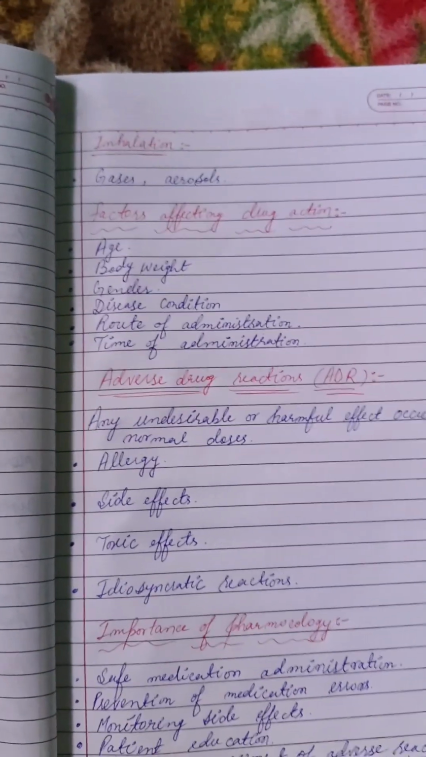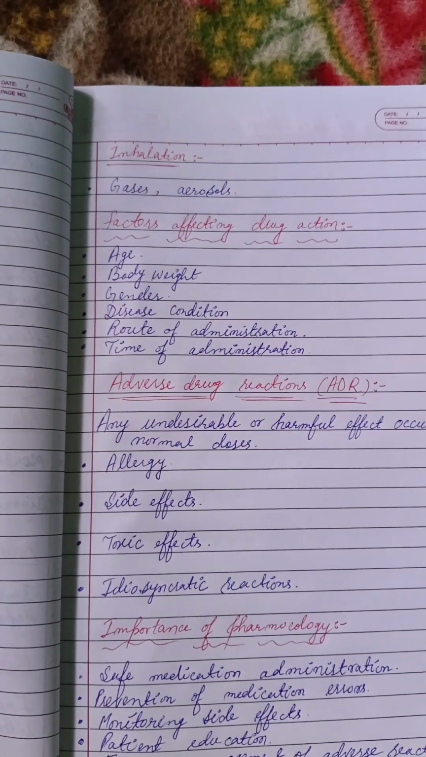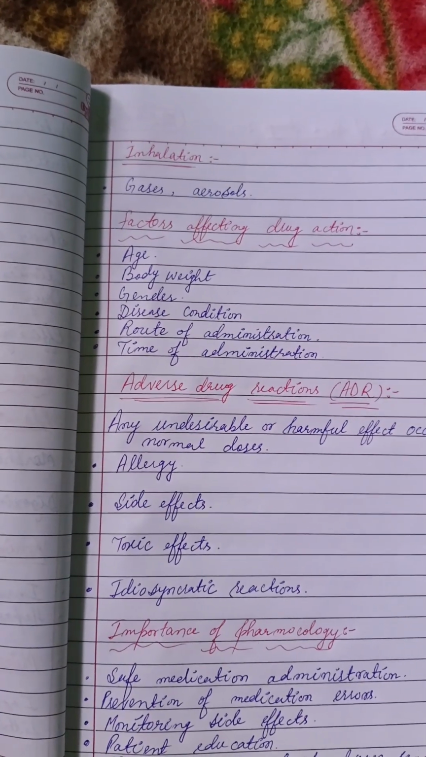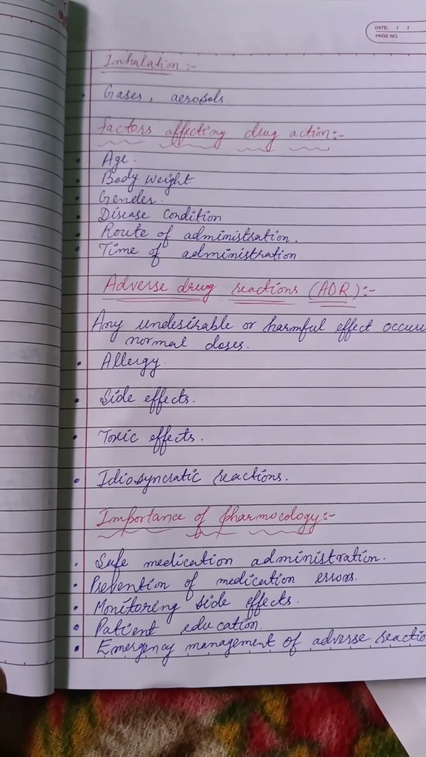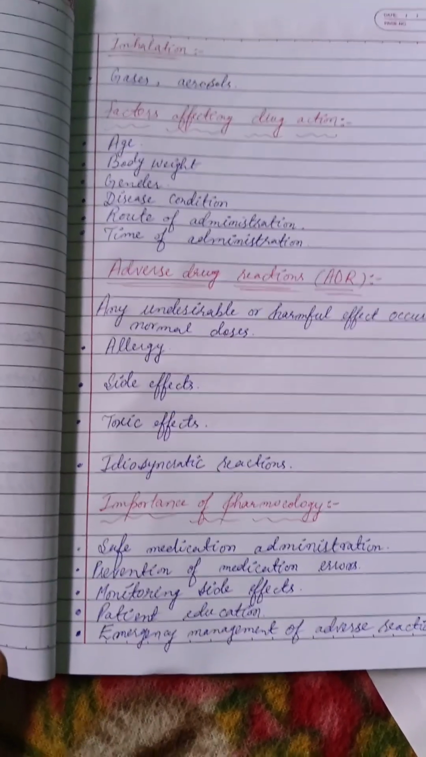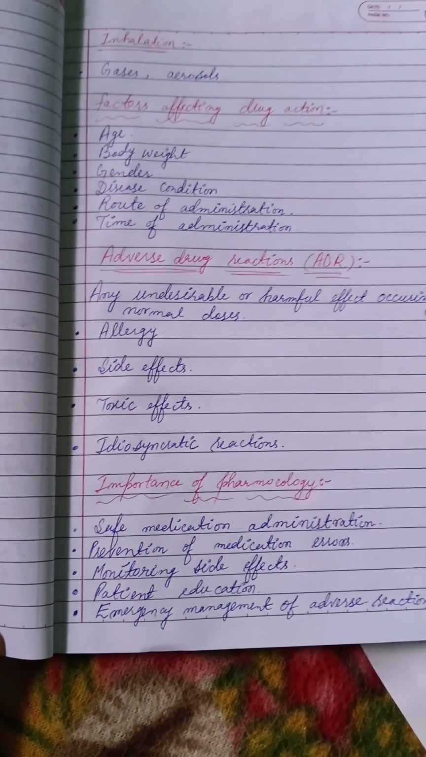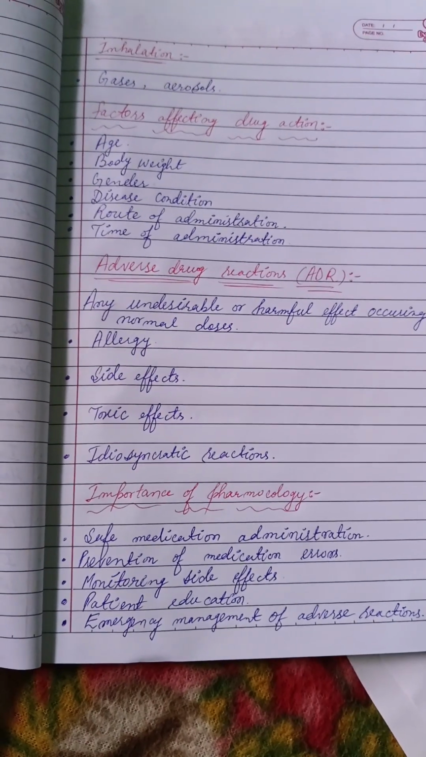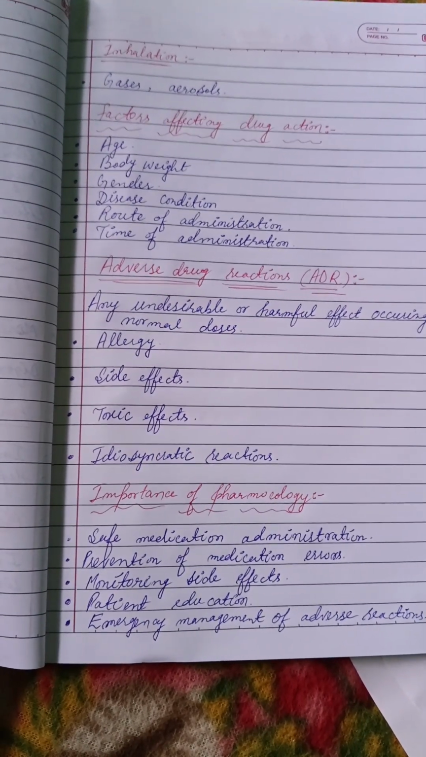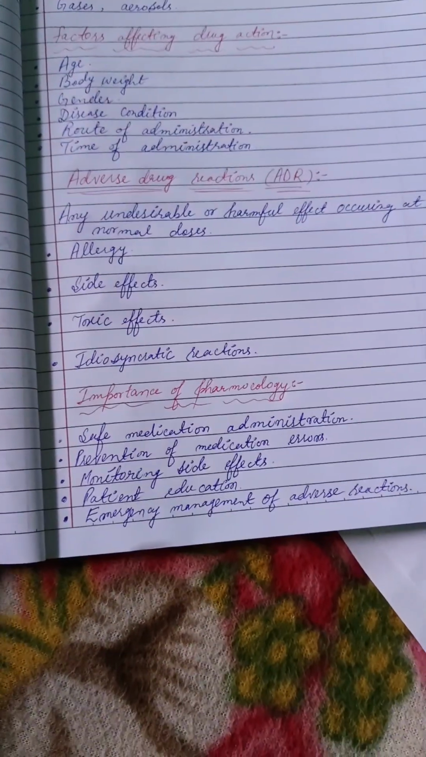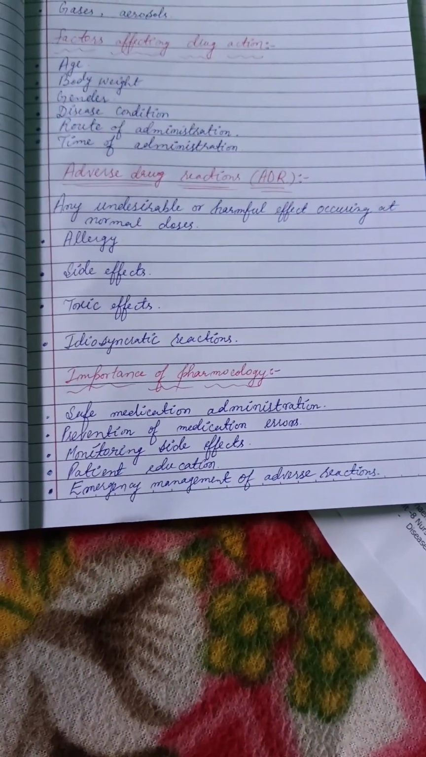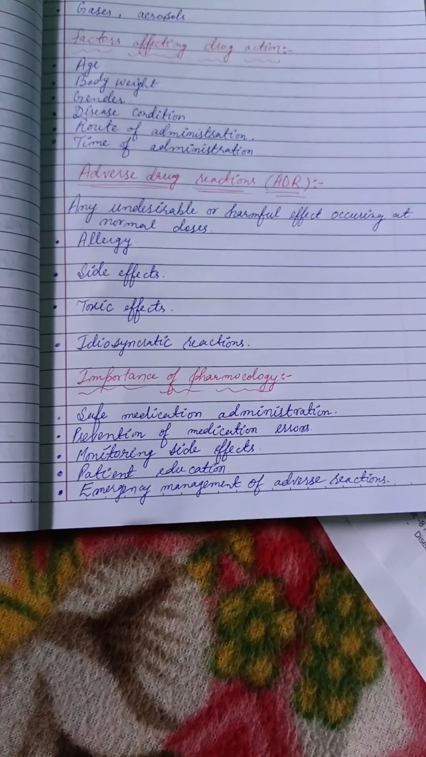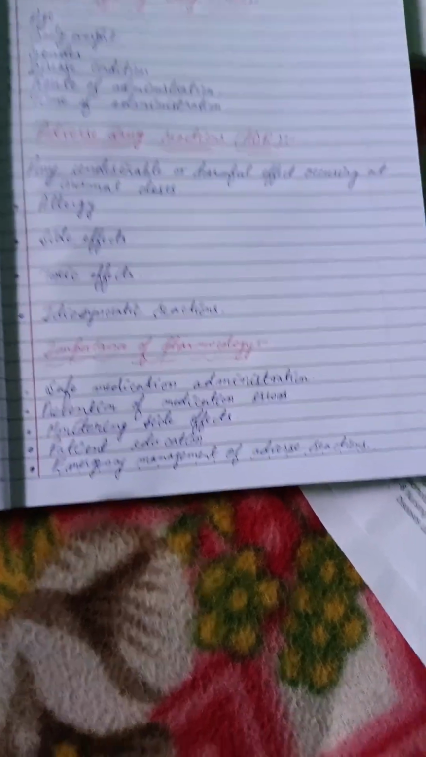Factors affecting drug action: age, body weight, gender, disease condition, route of administration, time of administration. Adverse drug reactions, ADR: any undesirable or harmful effect occurring at normal doses, that is allergy, side effects, toxic effects, idiosyncratic reactions. Importance of pharmacology: safe medication administration, prevention of medication errors, monitoring side effects, patient education, emergency management of adverse reactions.